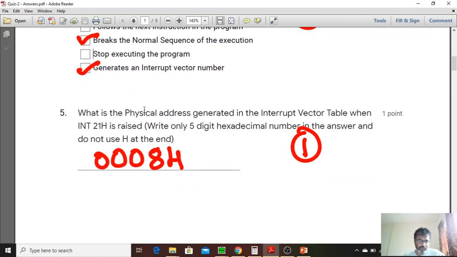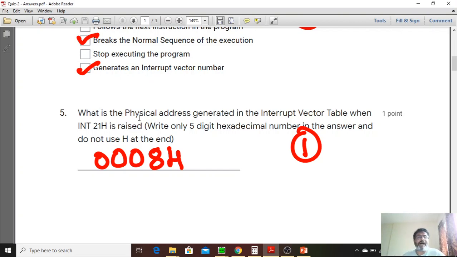Okay, this is the second question. What is the physical address generated by the interrupt vector table when interrupt 21H is raised? See, I told you that the interrupt vector number, which is hexadecimal, is 21H multiplied by 4. It's a hexadecimal value, right? You can use a calculator and multiply 21H by 4, it is going to be 84H.